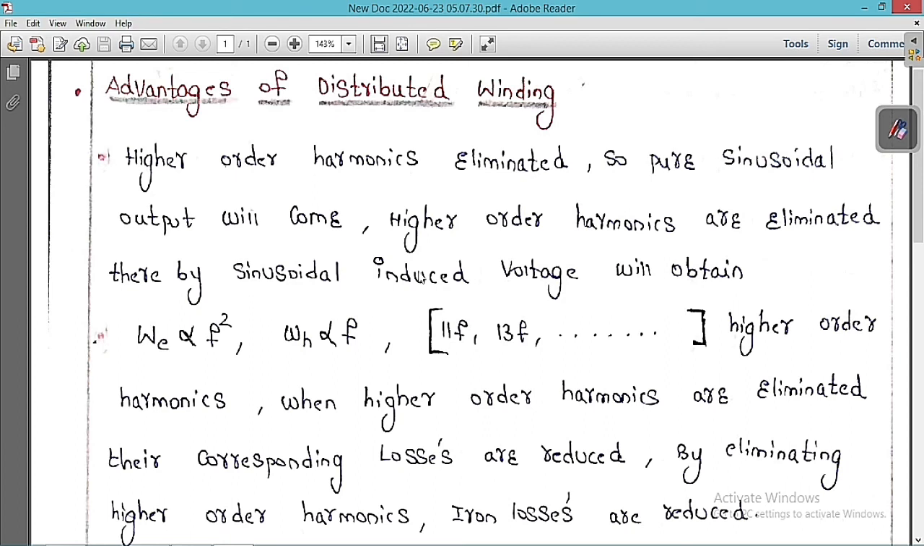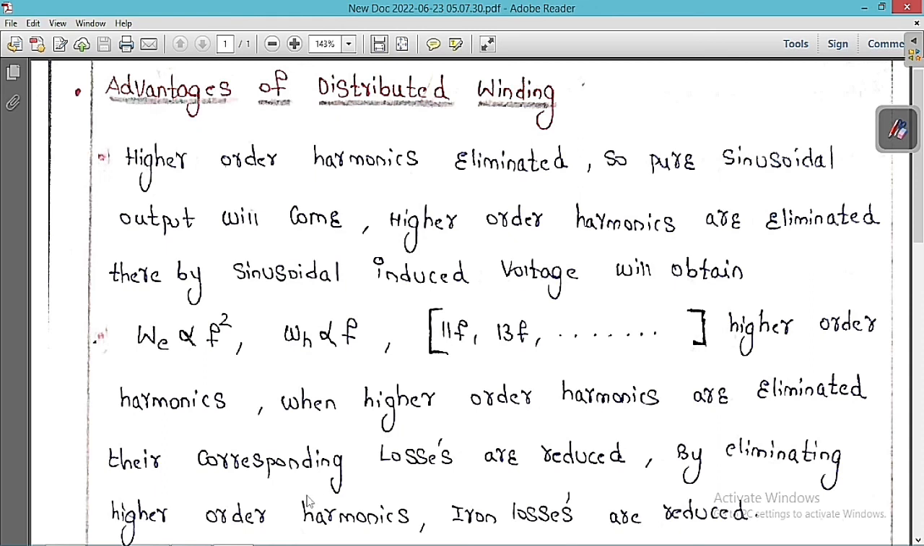So we can say that with the help of distributed winding, the higher order harmonics are eliminated, and a pure sinusoidal output voltage occurs because only the fundamental remains. The eddy current loss is directly proportional to the square of frequency, and the hysteresis loss is directly proportional to frequency, whenever the magnetic flux density is constant. So suppose you have higher order harmonics like 11 times the frequency, 13 times the frequency. When these higher order harmonics are eliminated, their corresponding losses are also reduced. By eliminating the higher order harmonics, iron losses are reduced. So I want to put this concept in the previous short pitch winding itself.